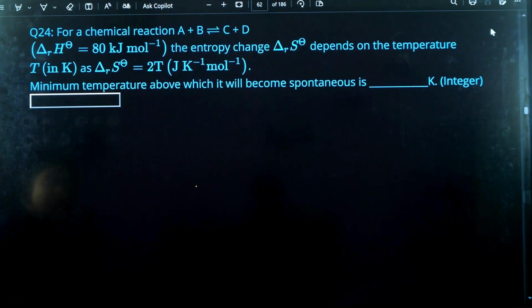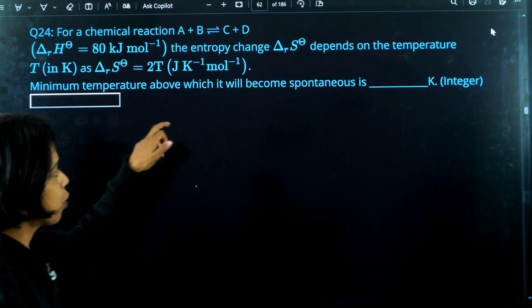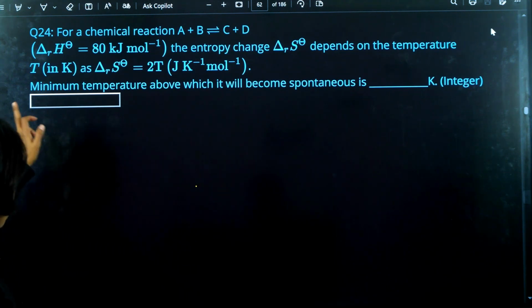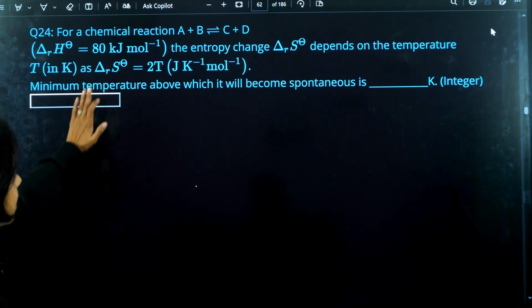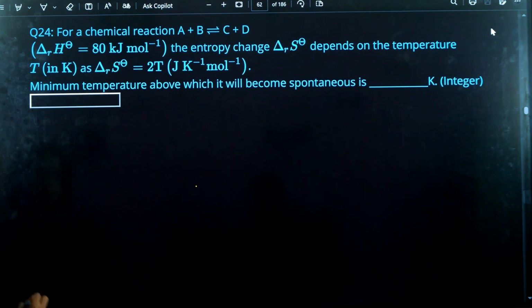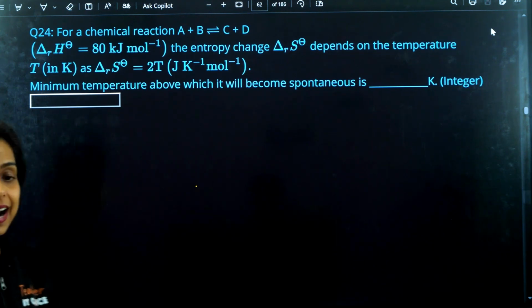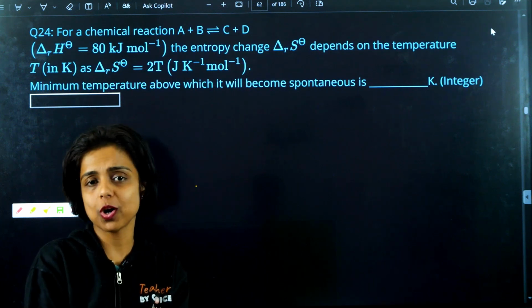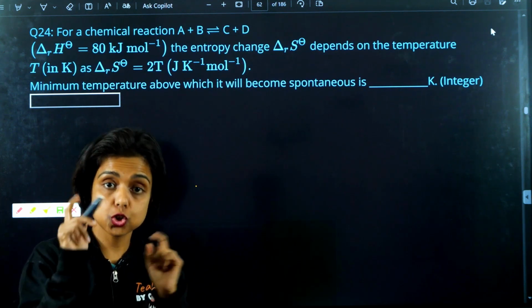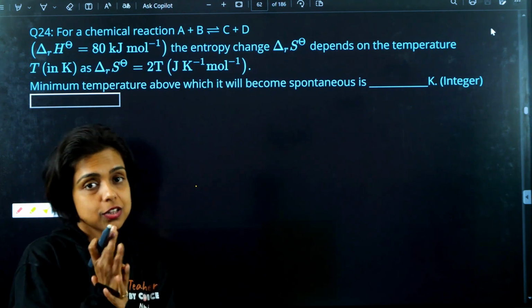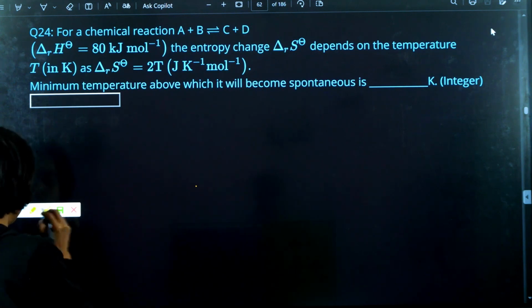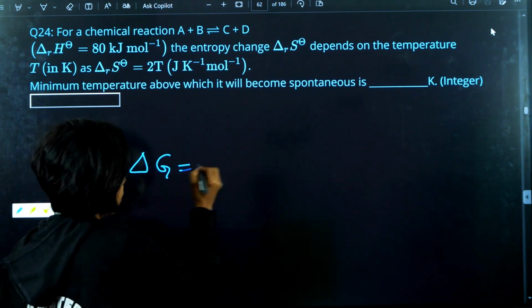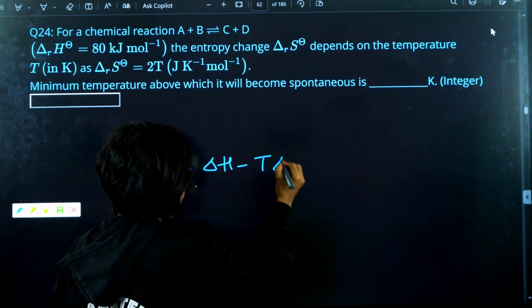For a chemical reaction, delta H is given to you. Entropy change depends upon temperature in Kelvin, and delta S is 2T. Okay. So the minimum temperature at which the reaction will become spontaneous. You know, for spontaneity of a reaction, delta G should be negative, right? So we will use our favorite Gibbs free energy equation. Delta G is equal to delta H minus T delta S.